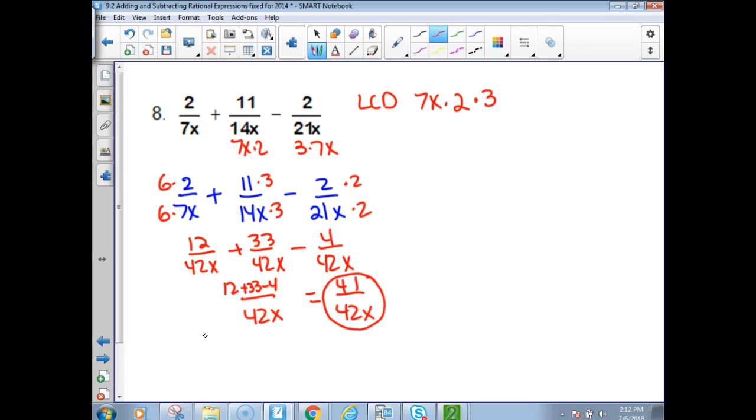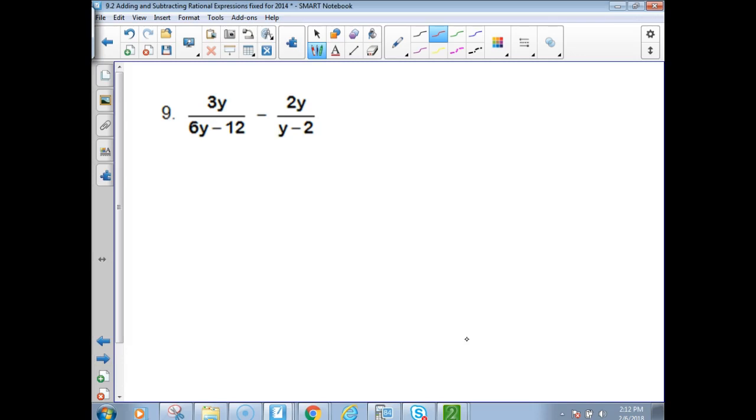Next, we have number 9. And I'm going to factor the denominator of the first fraction. So that'd be 6 times y minus 2. Oh, that's nice. The second one has a y minus 2 in it. So my LCD would be 6 times y minus 2, which means I only have to do something to the second fraction. So I have to multiply the second one by 6.